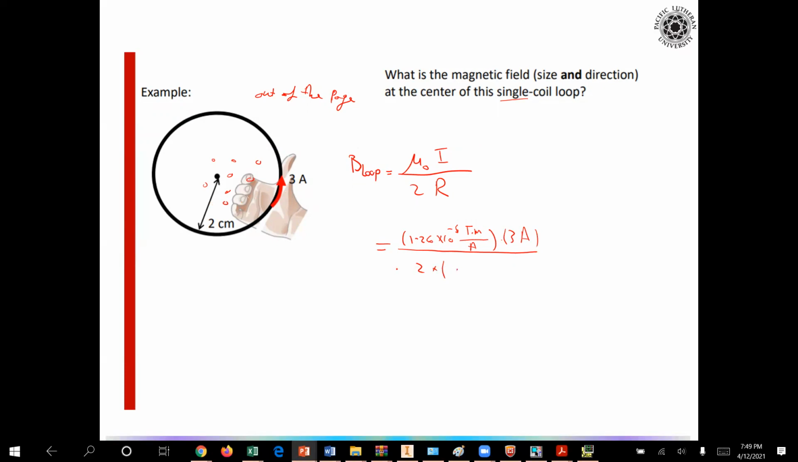So here it is 0.02 meters. As a unit, current cancels current, meters cancel meters, and I end up with Tesla: 9.5 times 10 to the minus 5 Tesla. So here is the B of our loop. And the direction will be out of the page.